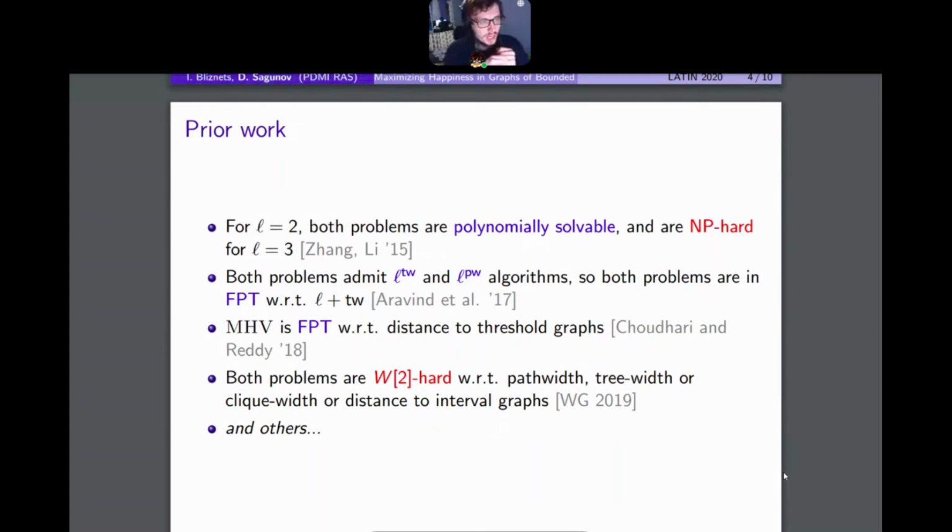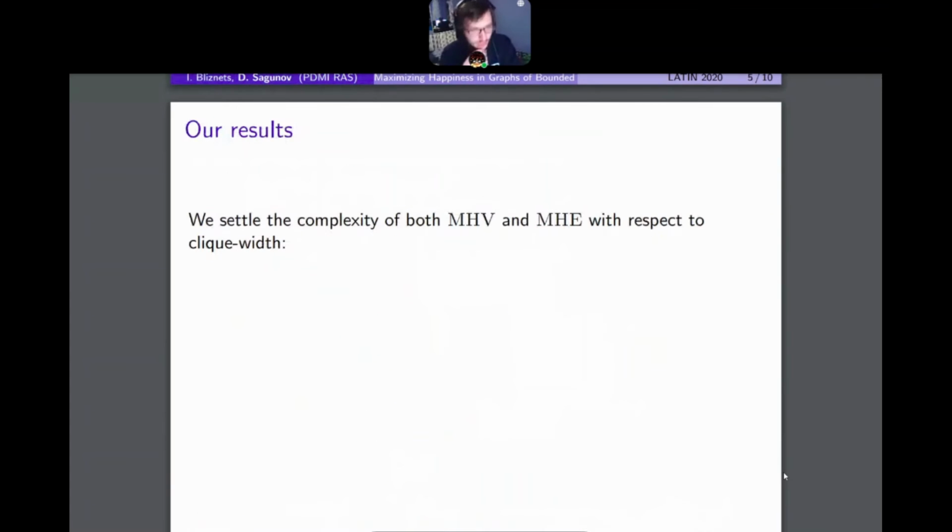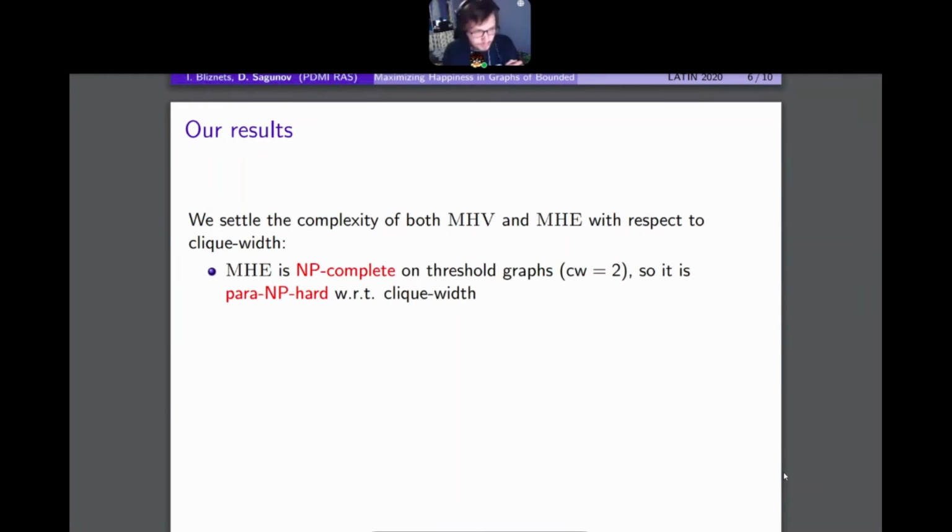For example, we can ask for the complexity of both problems with respect to the number of colors plus clique-width. And we can also ask about maximum happy edges on threshold graphs. We also don't know anything about its complexity. So our aim is to close these gaps. And what we achieved: we settled the complexity of both problems with respect to clique-width. First, we showed that maximum happy edges is NP-complete on threshold graphs. These are graphs with clique-width equal to 2. So maximum happy edges is NP-hard even with clique-width equal to 2.